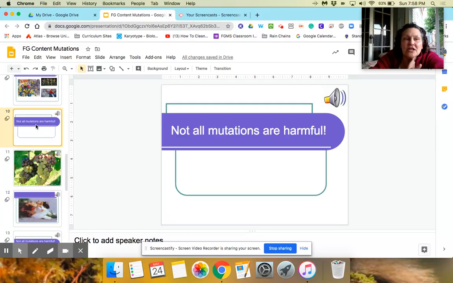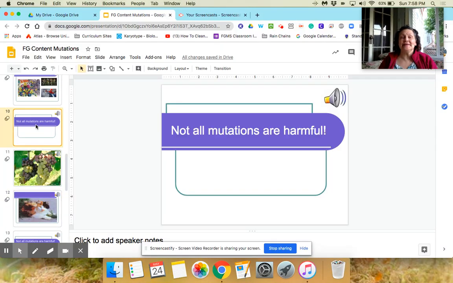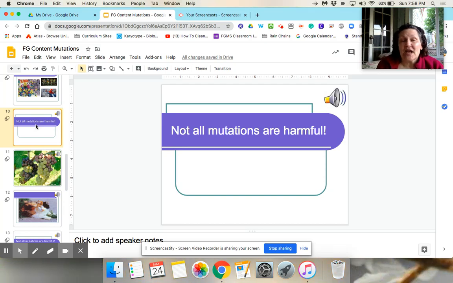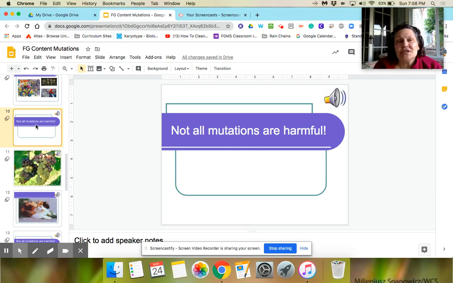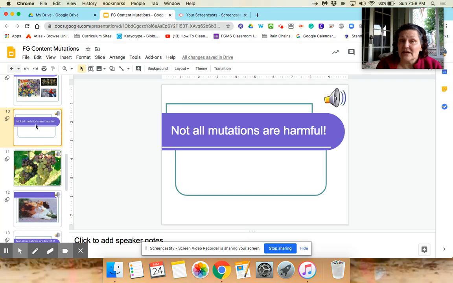So I am going to clump slides 10, 11, and 12 together. First we're going to look at this slide. It says not all mutations are harmful. Remember, some mutations are detrimental, which means they are harmful. Some mutations can be beneficial, right? And that can lead to surviving and undergoing evolution. And the third one is it may not make any difference at all, right?